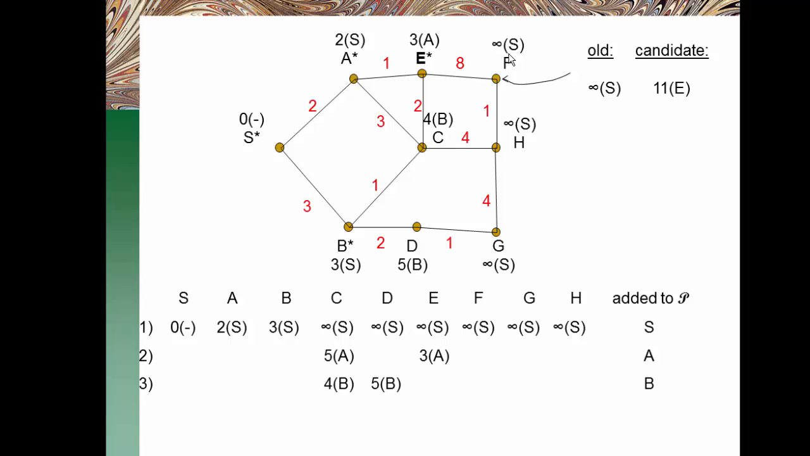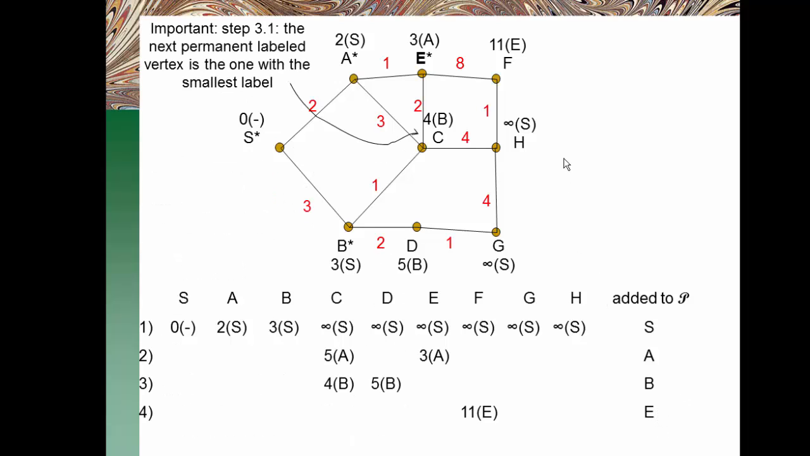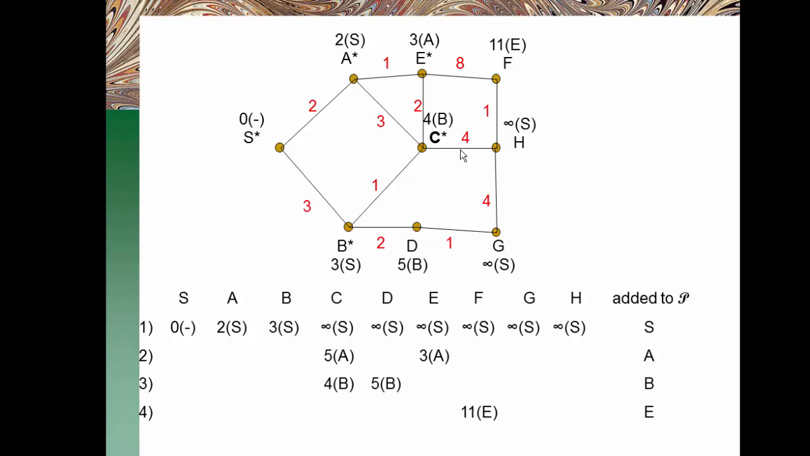The current label is infinity, and the candidate is 11E. That's 3 plus 8. 11 is better than infinity. We're going to replace the infinity with 11E. Now E is added to the list of permanent labeled vertices. Again, back to step 3.1, we look for the vertex with the smallest label, and that's 4, and that's for vertex C. We mark C with a star.